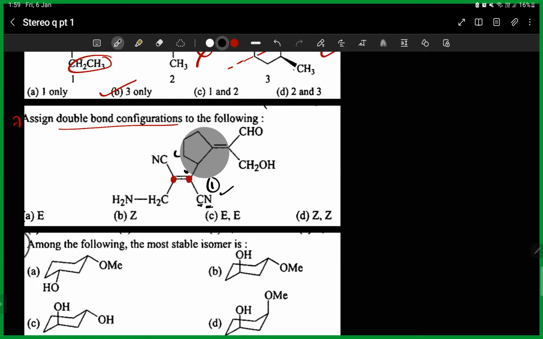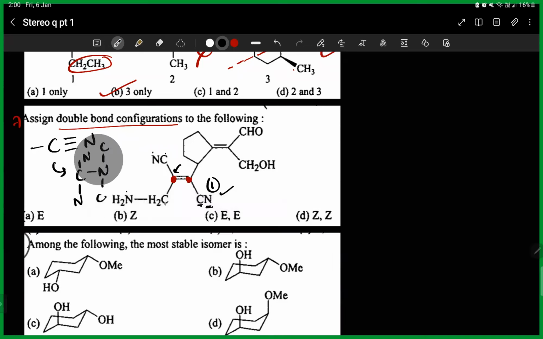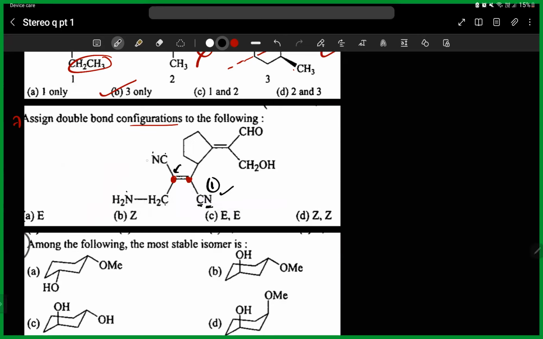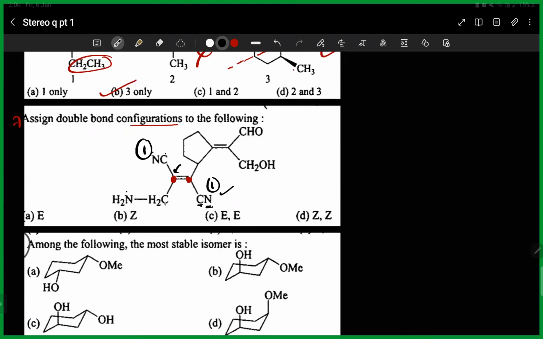The ring has secondary priority. Right? Okay. Now, let's check for this carbon. You have a carbon connected with nitrogen. Here also you have a carbon connected with nitrogen. But here you have a triple bond. What is CN? Right? Cyanide group. So you have to treat this like this. When you have multiple bonds, you have to treat them like single bonds. So this will get the first priority. Okay. So here you have the higher priority on the opposite side. When the higher priority is on the opposite side, it will get E configuration. So it has E configuration.